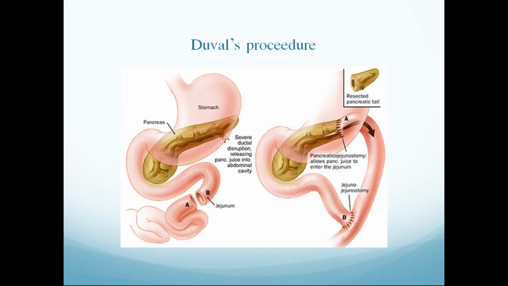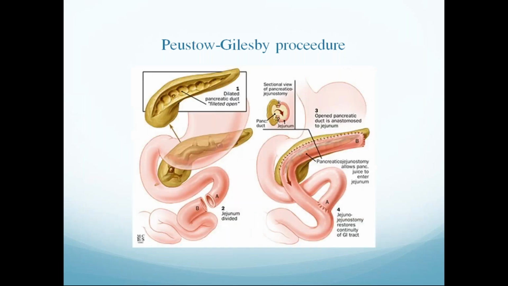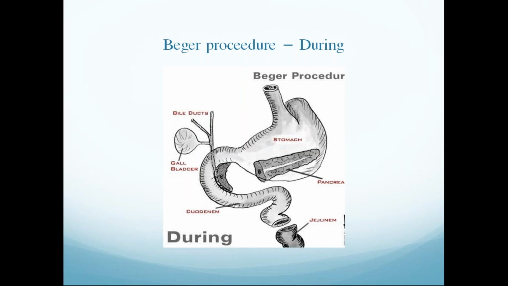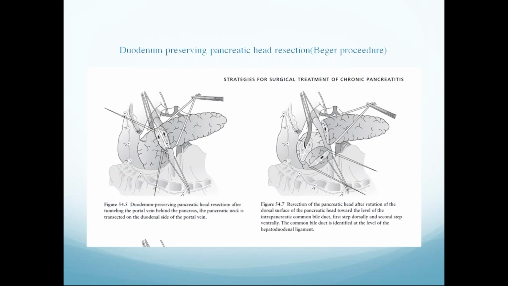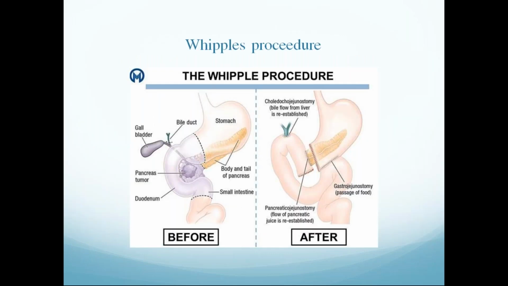This is the Puestow-Gillespie procedure. We have to attach the head of the pancreas. Okay, Beger's procedure. This is the other procedure, before, during, and after. This is duodenum-preserving pancreatic head resection. We'll discuss all this in the next semester. You need not know it right now because these are all time-consuming and complicated procedures.